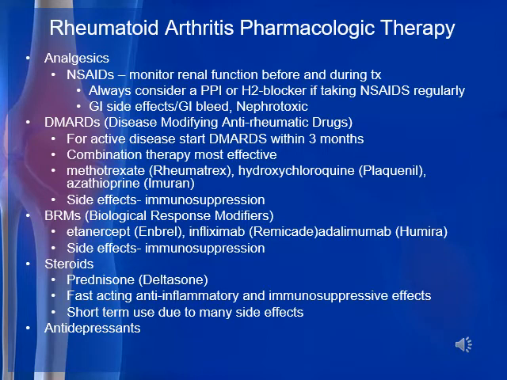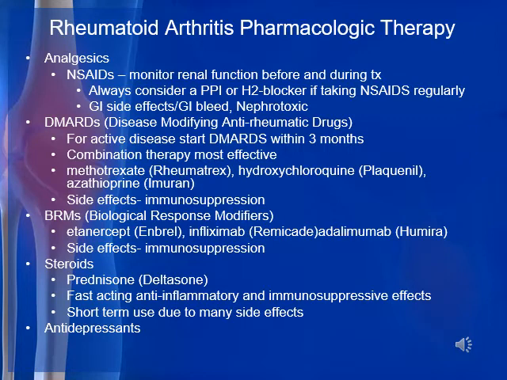DMARDs, disease-modifying anti-rheumatic drugs. The next couple slides will talk about the DMARD categories. There's a table in your book that has all of the DMARDs on it, and they're very effective for patients with rheumatoid diseases and this autoimmune disorder. Again, for active disease, we really like these to be started within the first 3 months. Combination therapy, so using DMARDs in conjunction with other things, can also be helpful.